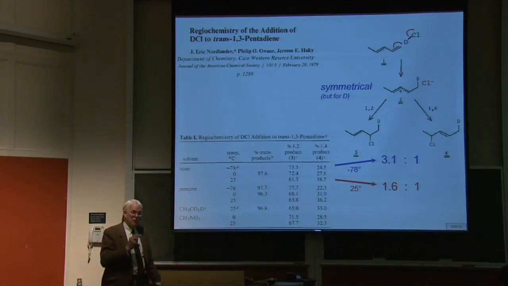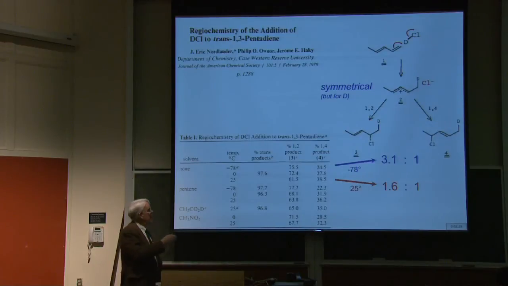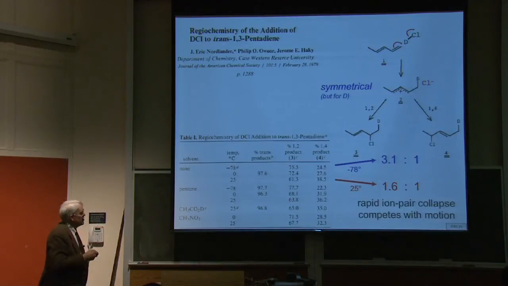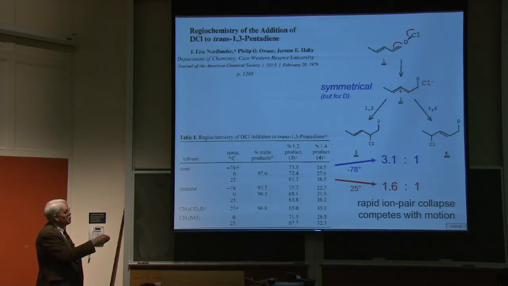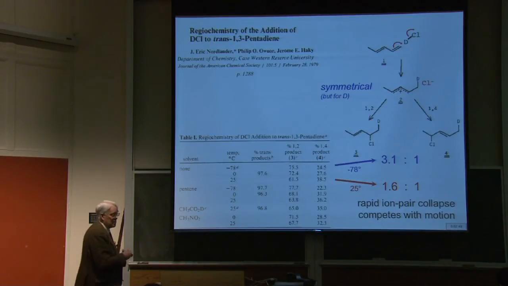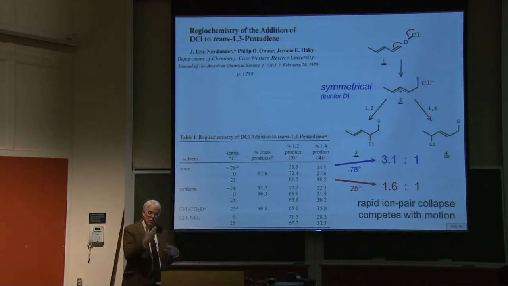It has to move farther to get to 1,4 because this backside attack on the hydrogen meant that the chloride has to be out here someplace, closer to this end than to this end, right? So it appears that rapid collapse of this ion pair that you make, before ions can move independently and establish true symmetry, competes with the motion that would make it truly symmetric.